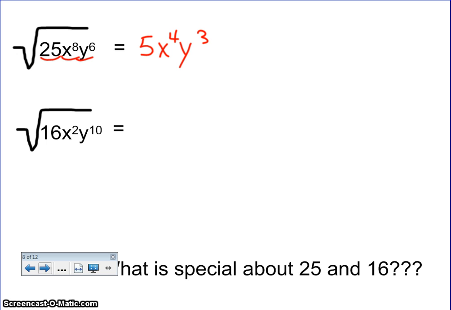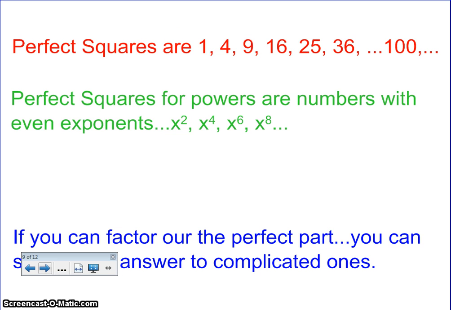We do the same thing down here. Square root of 16 is 4. Square root of x squared is just x, or x to the 1st. Square root of y to the 10th is y to the 5th. They're not always that easy. Sometimes you have to factor out your perfect squares. These are the numbers that you really have to memorize: the 4, the 9, the 16, 25, 36, and 100. The exponents are easier. You just need to have an even exponent.